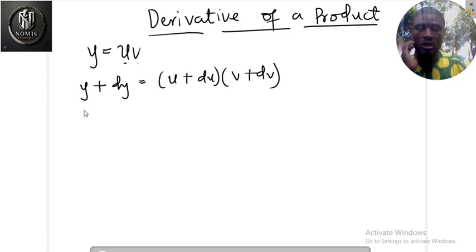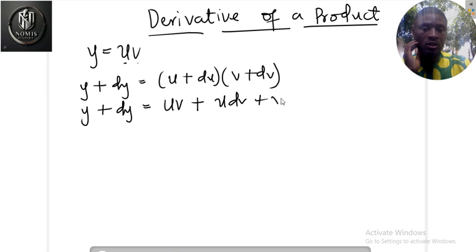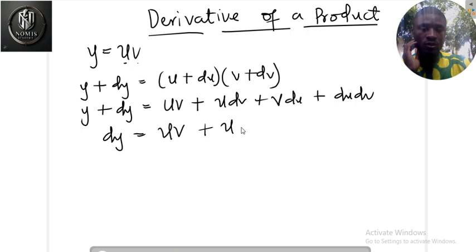So this will give us y plus dy equals u times v gives us uv, then u times dv gives us u dv, and v multiplied by du gives us v du, plus dv multiplied by du, that gives us du dv. So now that we have this, let's take our y to this side. So dy is equal to uv plus u dv plus v du plus du dv.